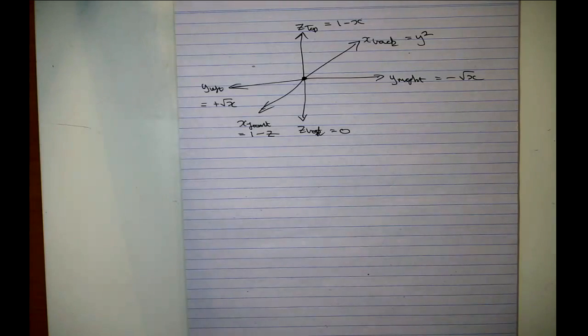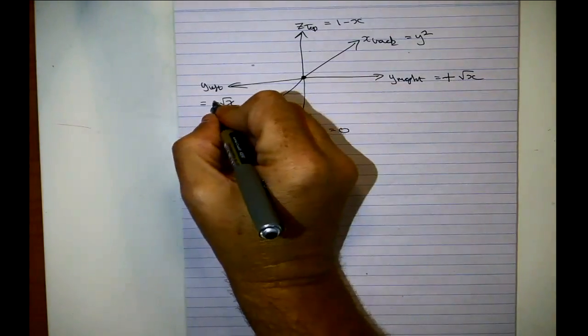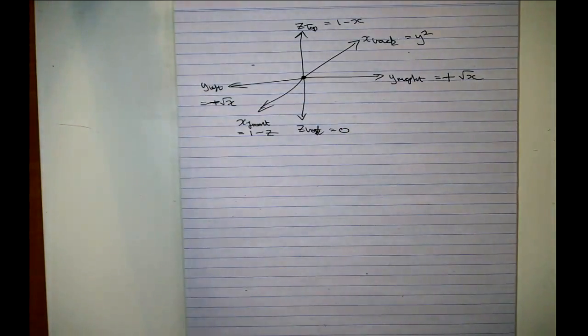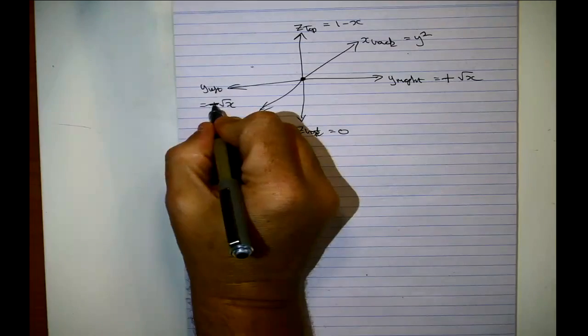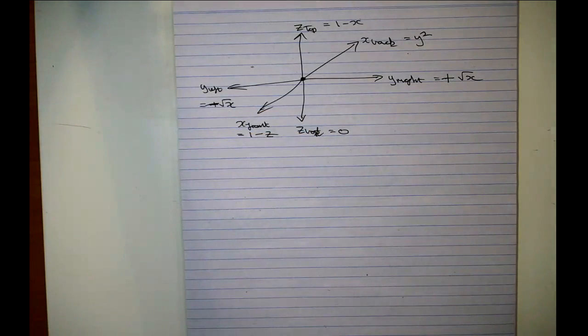Pardon? Y positive is to the right. Yes, it is. Thank you. Yes, it is. Idiot. Me, not you. Yes. Thank you.